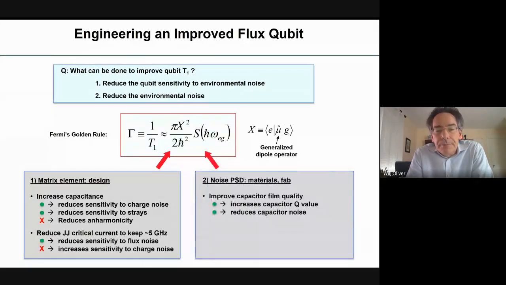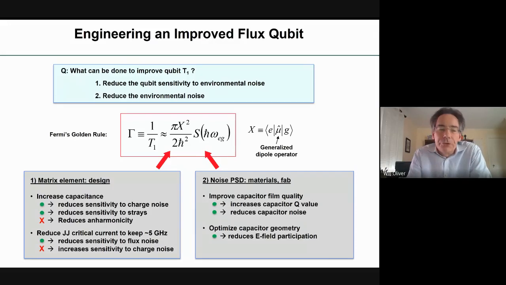So on the materials and fab side, or the noise or PSD side, we improved the capacitor film quality by treating the substrate and also growing the metal in an MBE, and we've done some studies based on that, which are on the archive. And then one which is also a design aspect, I think, is to optimize the capacitor geometry to reduce the E-field participation. Okay, so these are the basic things that we did when thinking about the C shunt flux qubit.